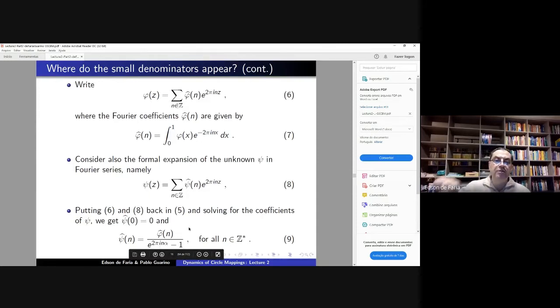Now you see, these numbers, e to the 2 pi i n alpha, are complex numbers of modulus 1. They are dense on the circle. So ever so often, they're going to be very close to 1, so these denominators are going to be very small. And this is very dangerous if you want to prove convergence of the series for psi. So this is where the small denominators creep in. It's in this step.